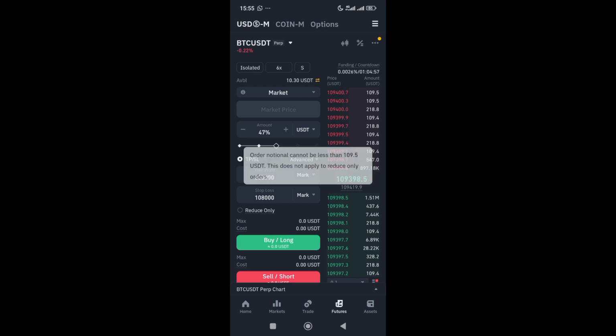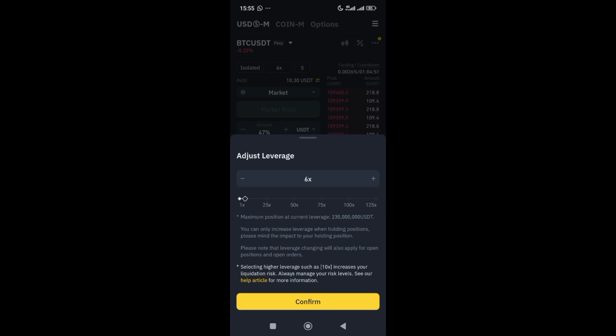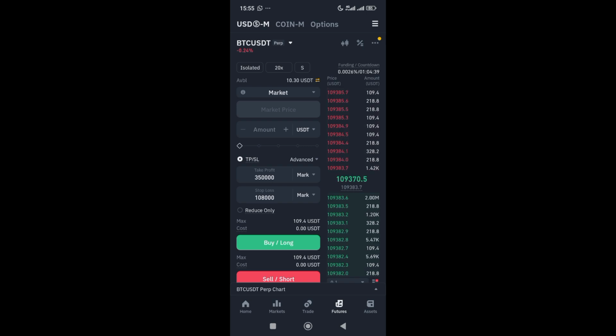Less than 10. Okay, if you have something like this, all you have to do is change the leverage. You need to have enough money for you to be able to trade this. If not, it won't work. Let's check 20x and see if it goes. Okay, so let me see the percentage.